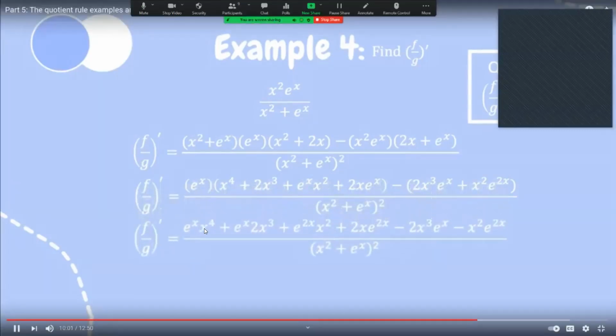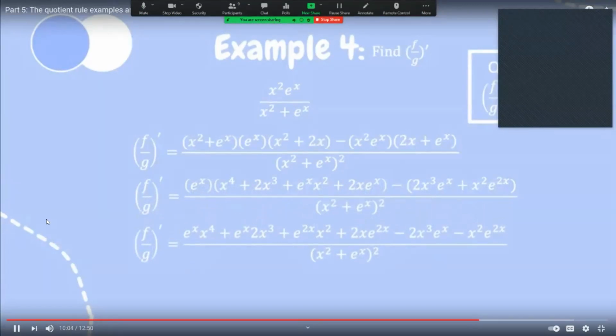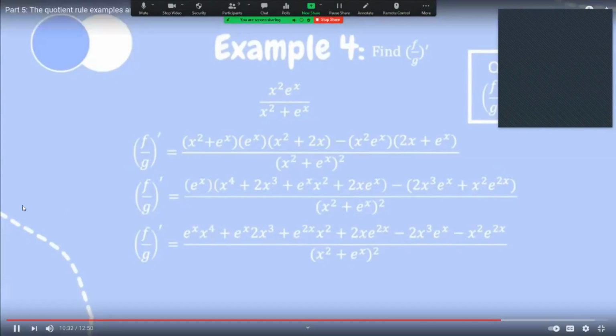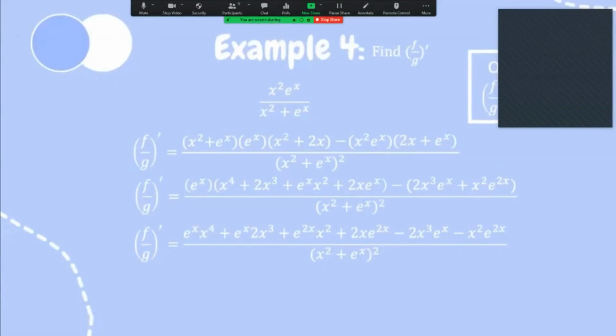Then you can simplify a bit and multiply all the rest of it out, which becomes e to the power of x times x to the power of 4 plus e to the power of x times 2x to the third plus e to the power of 2x, x to the power of 2 plus 2x times e to the power of 2x minus 2x to the power of 3 times e to the power of x minus x squared times e to the power of 2x, all divided by x squared plus e to the power of x squared.